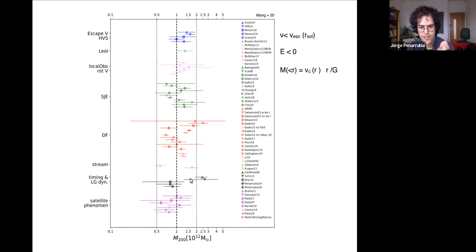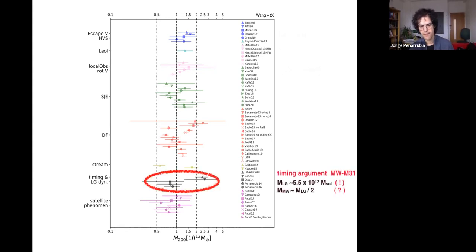As well. So I'm going to focus on these points in this talk. And then you have satellite galaxies again, which similarly are used as tracers of the underlying dark matter potential. Okay, so what is the reason that Li and White were getting such a high Milky Way mass, of the order of 2.5 × 10^12 solar masses?